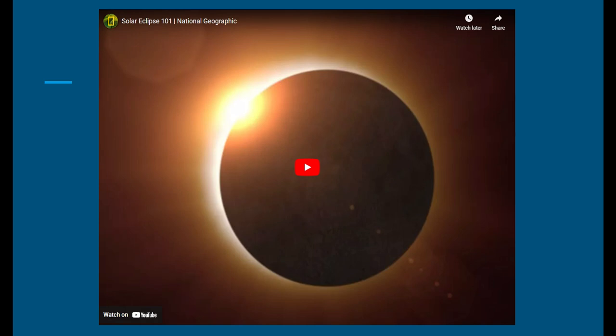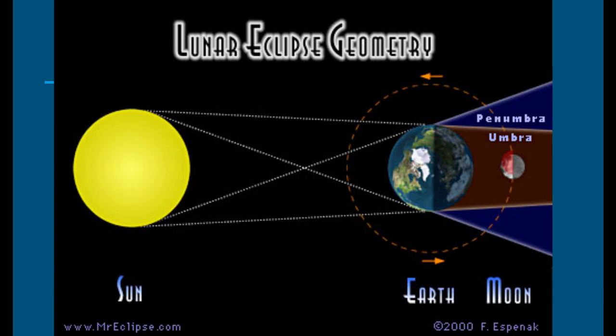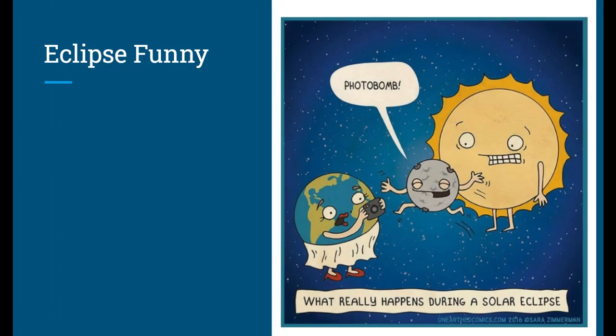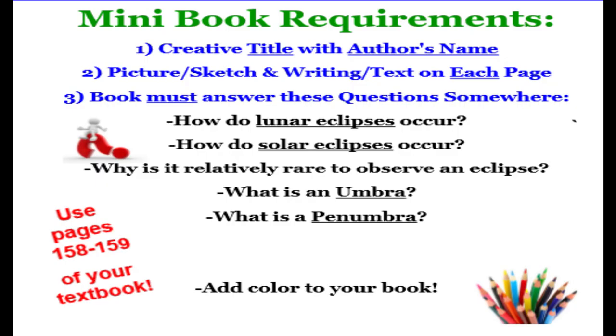Here is a brief video then on solar eclipses. We watched one on lunar eclipses yesterday. And then here is another illustration of our umbra and penumbra for our mini books. Here was a funny one from eclipses. What really happens during a solar eclipse is that it's a photobomb. The moon is getting in the way of the Earth taking a picture of the sun, essentially.